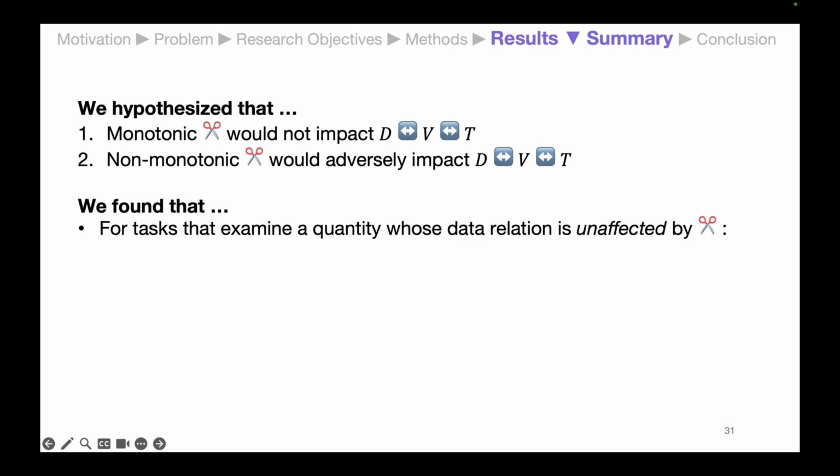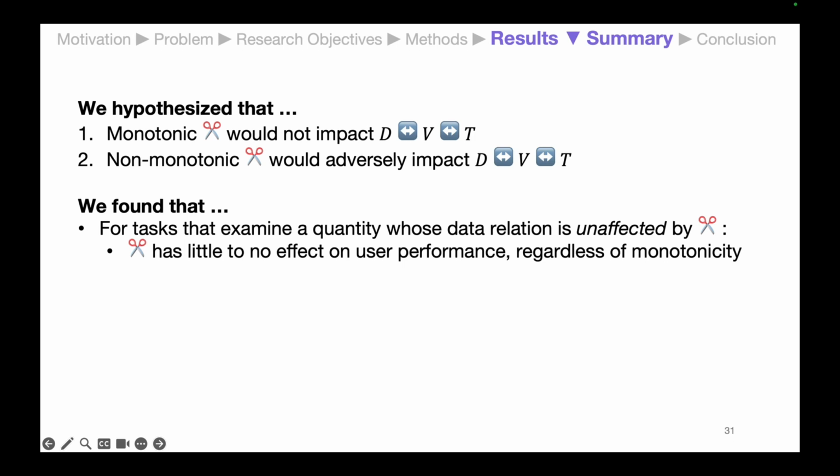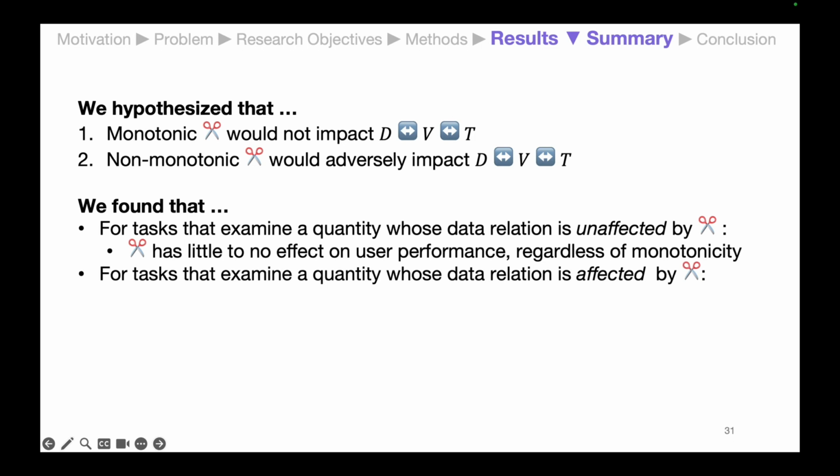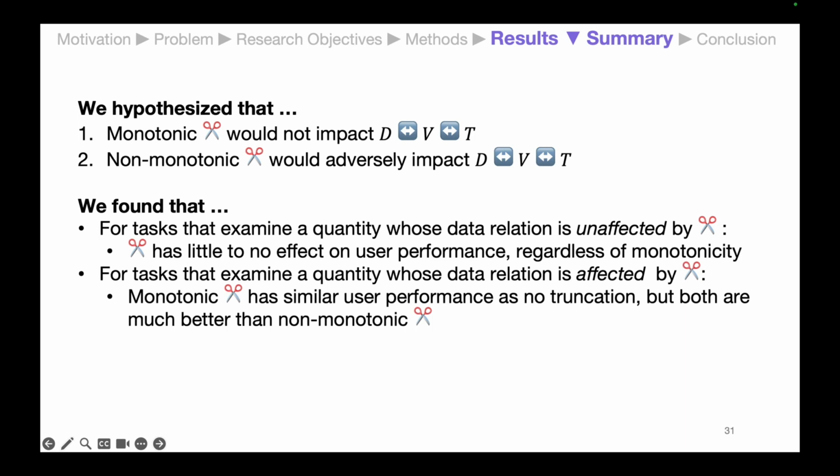What we found is that for tasks examining a quantity whose data relation is unaffected by truncation, then truncation has little to no effect on user performance regardless of whether it's a monotonic truncation or not. And for tasks that examine the quantity whose data relation is affected by truncation, monotonic truncation has similar user performance as no truncation, but both are much better than non-monotonic truncation.